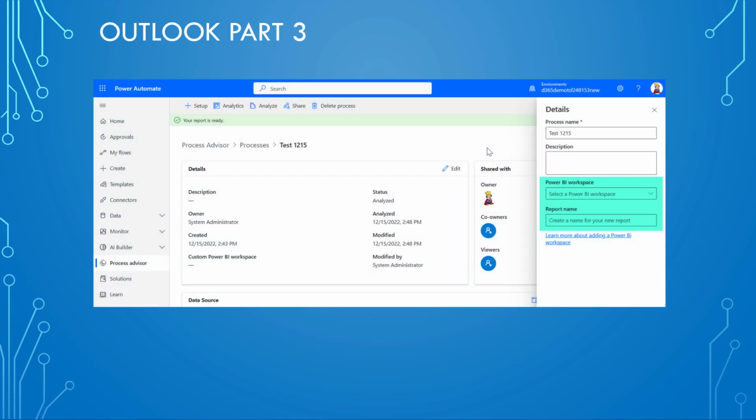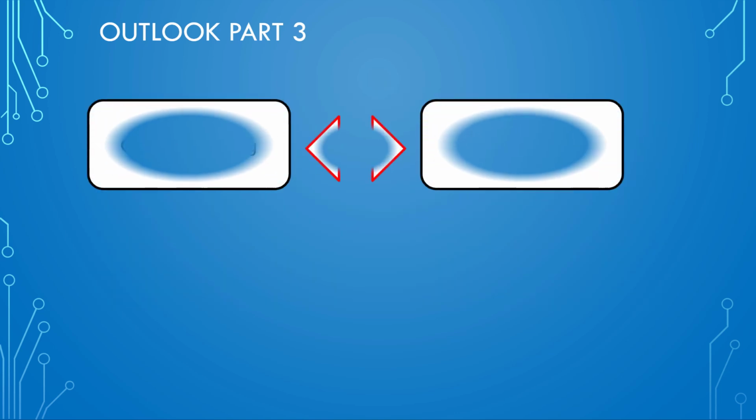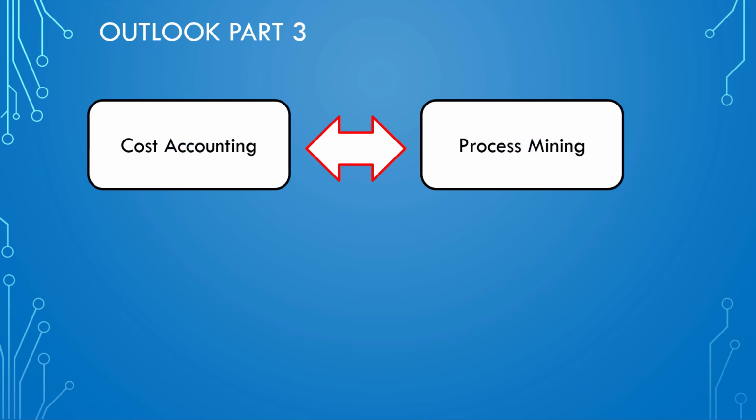So what we are going to do next is I will show you how you can connect it to a Power BI workspace. That will be important because we want, at the end of the day, to make use of process mining data for cost accounting purposes. So we want to see how we can use it for allocation things and then use an activity-based costing approach.